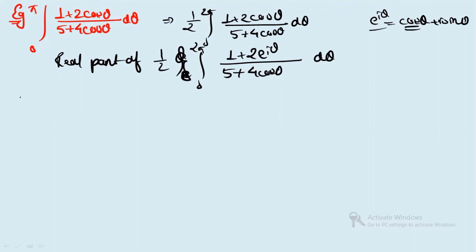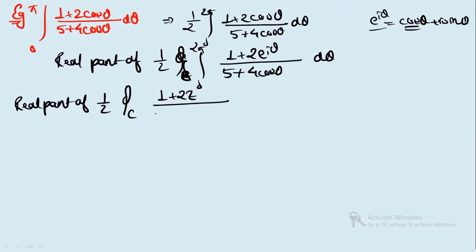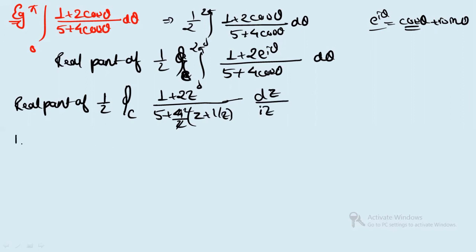Then now we will just substitute this cos theta. So you will write here real part of 1 by 2, this I'm writing as a closed integral. This is 1 plus 2z, right? And here you will have 5 plus 4 by 2, this is z plus 1 by z, right? So here the 2s cancel, and d theta will be dz by iz.